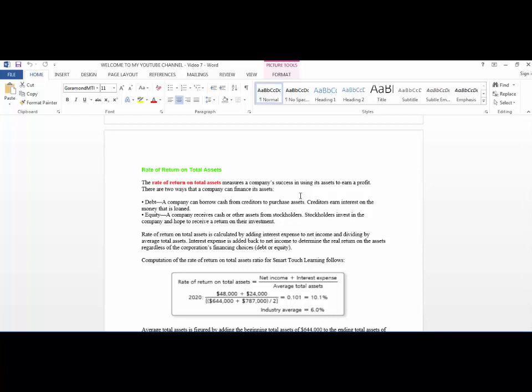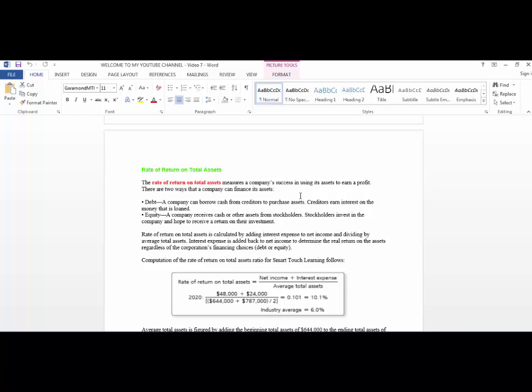A company can borrow cash from creditors to purchase assets. The creditors earn interest on the money that is loaned. Equity: a company receives cash or other assets from a stockholder. Stockholders invest in the company and hope to receive a return on investment.